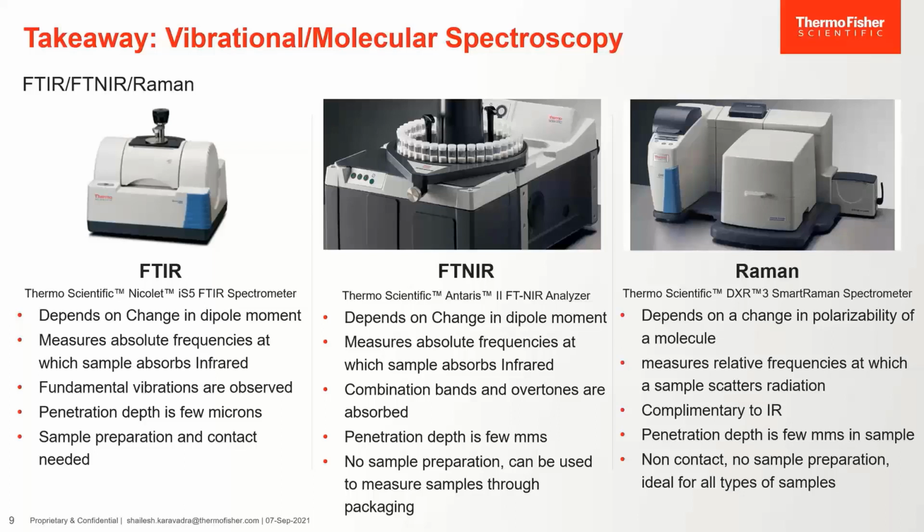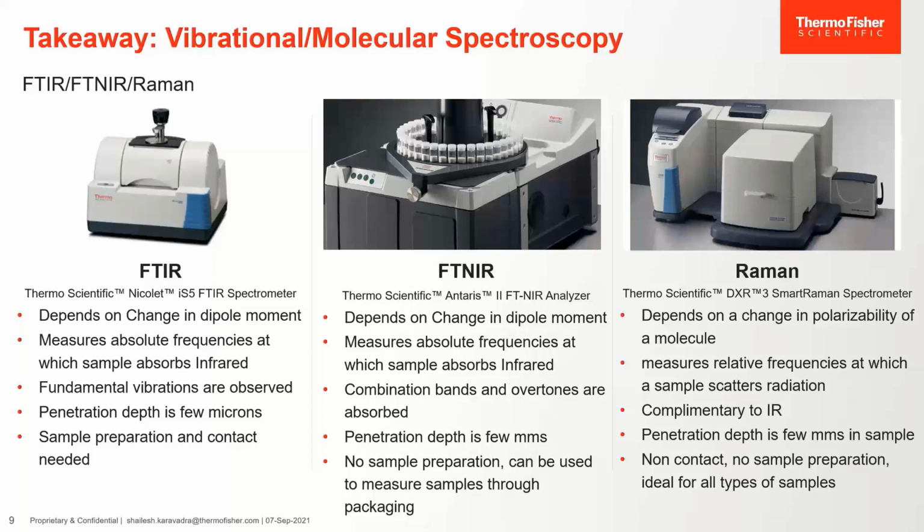FTNIR can be used for bulk sample measurements because the near-infrared beam penetrates deeper into the sample, so you can measure the bulk sample as it is. No sample preparation is needed. You can measure through glass vials, blister packs, different kinds of polymer packaging like polyethylene, for example.